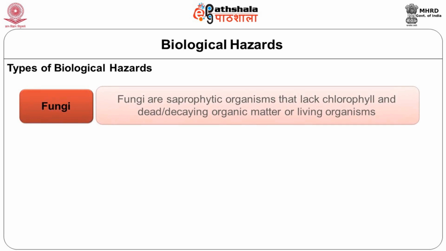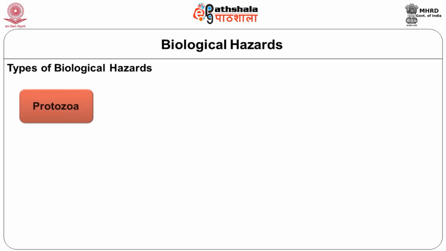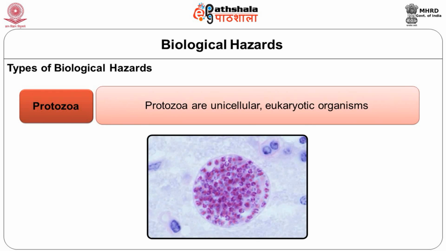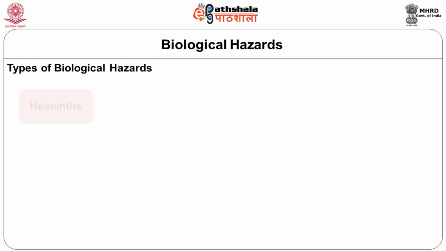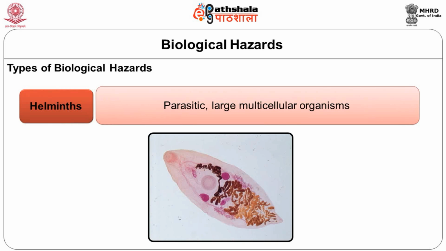The third one is the fungi. These are organisms which are saprophytes. They lack chlorophyll. They depend on other organisms, and examples of them could be Aspergillus, Penicillium. So, these are some of the fungi that you find in food. Then the fourth one is called protozoa. These are unicellular eukaryotic organisms. The example could be Toxoplasma gondii, and then helminthes are the parasitic multicellular organisms, and they also could be present in foods like meat and other things.